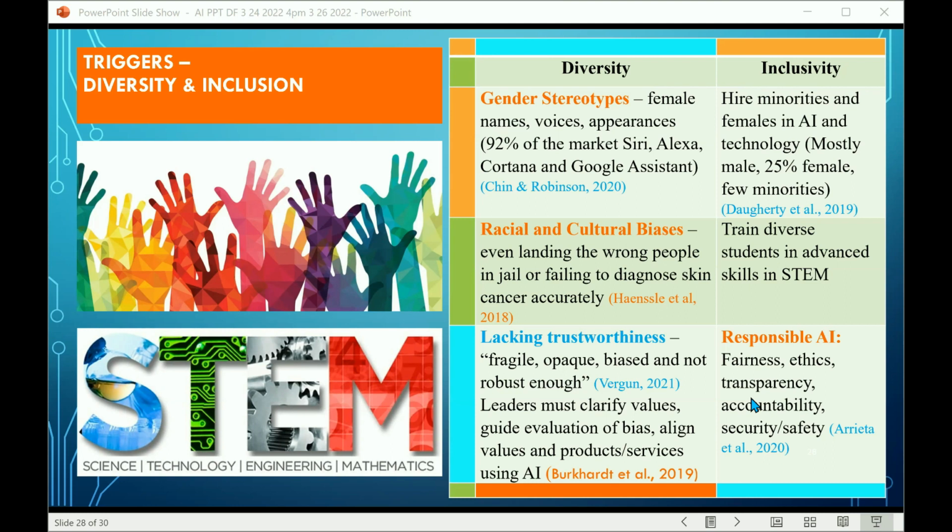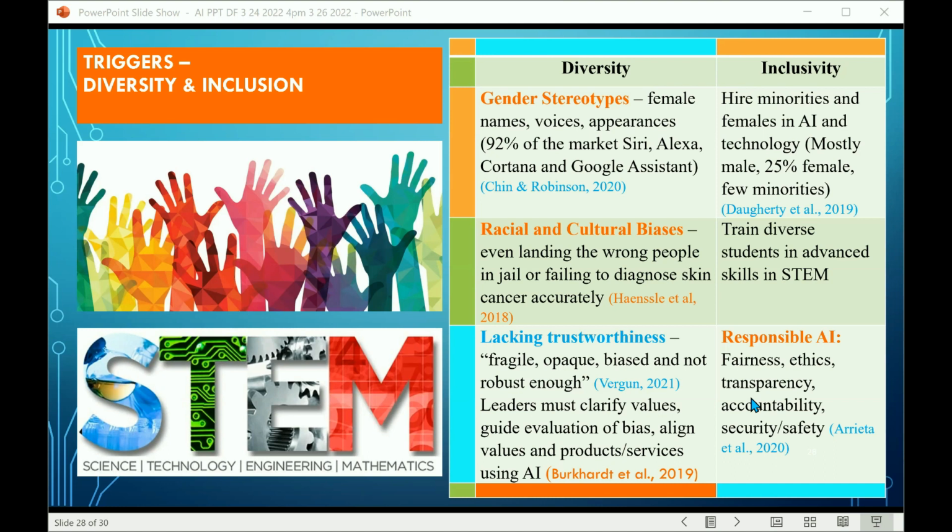There was also racial and cultural bias. Some of the wrong people went to jail, or AI failed to diagnose skin cancer accurately for people of color. AI apps can't recognize words, accents, names, and interact with customers from around the world. And AI recruitment software was also considered racist. And then the whole idea of lacking trustworthiness. Bergen says that AI was fragile, opaque, biased, and not robust enough. Leaders must clarify values, evaluate biases, and align organizational values with their products and services in AI.